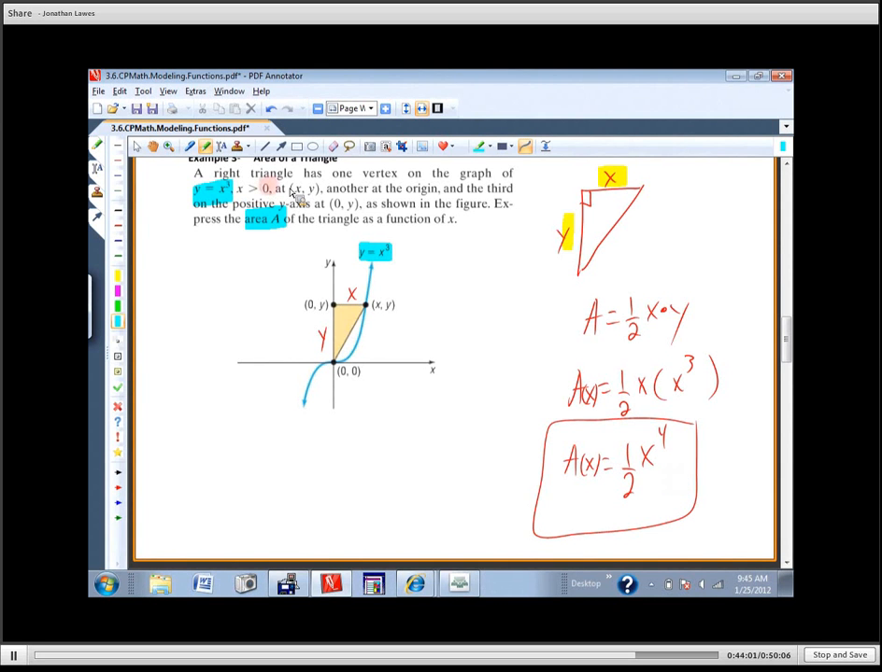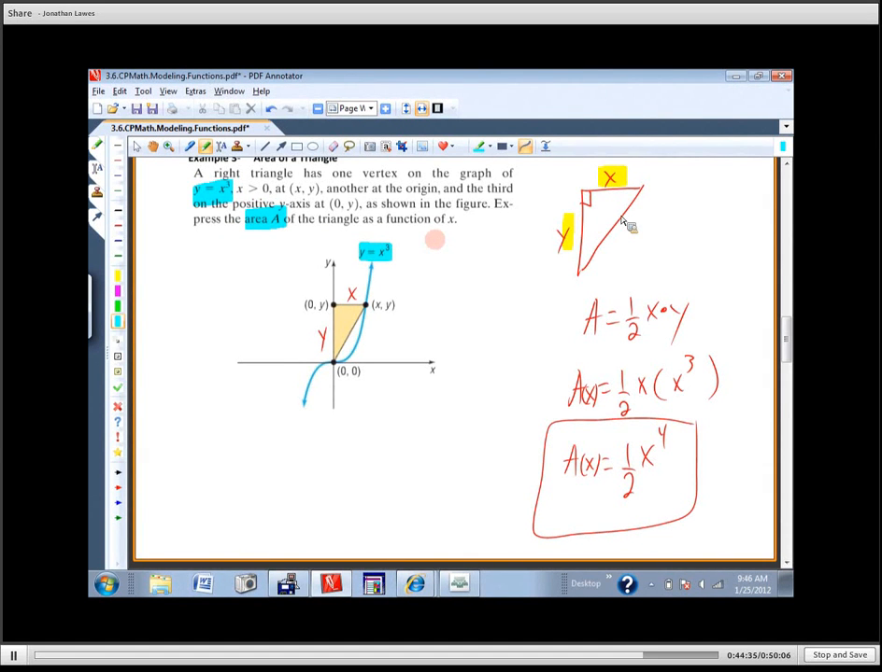It says we've got to write, yeah. Where'd you get the x cubed? Right here in the problem. Oh. It says y is equal to x cubed. Questions? Thanks. Okay. Right triangle. Did we make the right assumption here? Okay. It was a right triangle. Has one vertex on the graph of x cubed, so there's one right here, so that's what it's describing there. Another at the origin, 0, 0, and a third on the positive axis at 0, y, so we're right there, as shown in the figure. Express the area as a function of x.